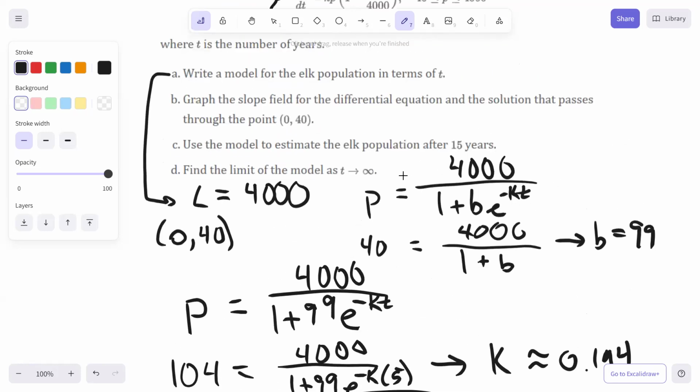The second thing is we want to graph the slope field for the differential equation and the solution that passes through the point (0, 40). We're not going to actually graph the slope field, but we are going to graph the function in Desmos to give you a peek of what it looks like. So we'll bring that over now.